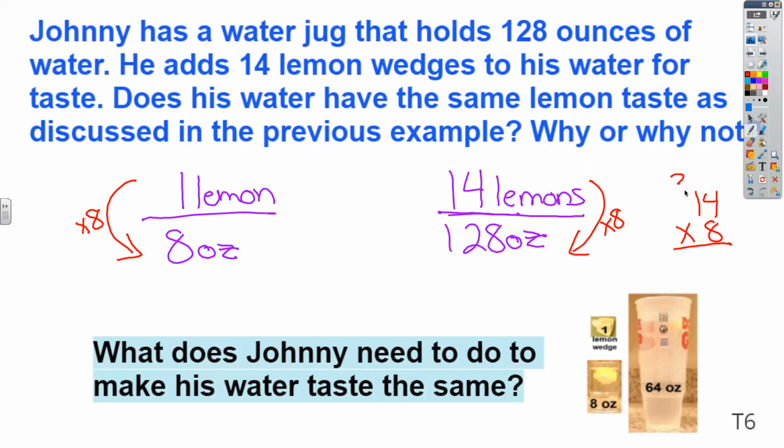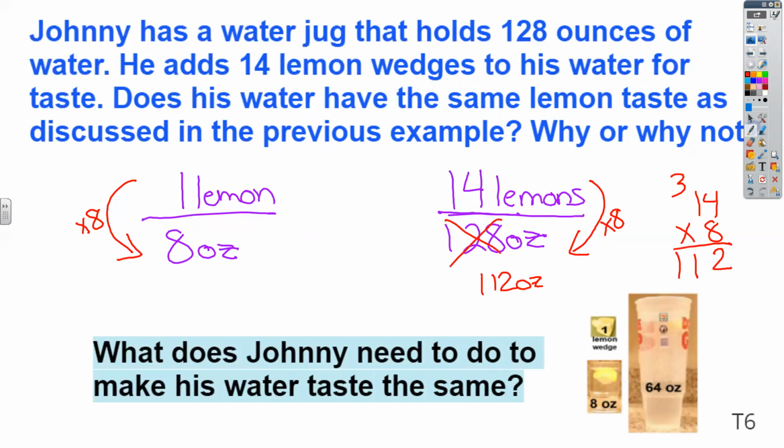8 times 4 is 32. 8 times 1 is 8, plus 3 is 11. 112. Did it give us 128 ounces? No, it gave us 112. So is Johnny correct? No, he is wrong.